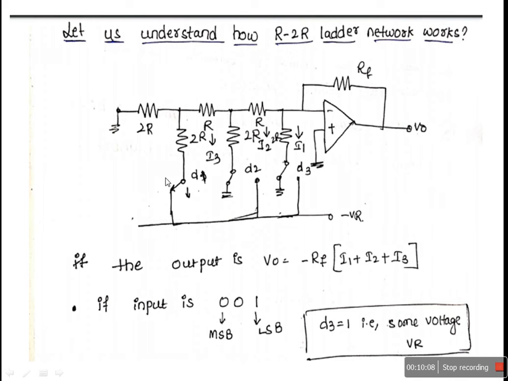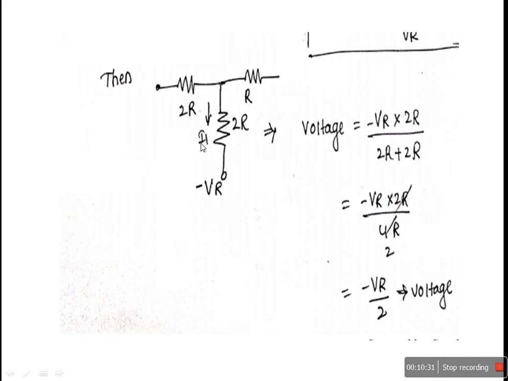So I need to calculate the current through this path. In order to calculate the current, I need to calculate the voltage also. So first I want to calculate the voltage across this path because these two are already connected to the ground. So I am taking this part of the circuit. 2R parallel with the 2R, and this is connected to the minus VR. So 2R parallel with 2R is in parallel with the 2R, and this switch D3 is connected to the minus VR. So here the voltage across the 2R resistor I need to calculate. I1 is nothing but, it is not I1 actually, I3.